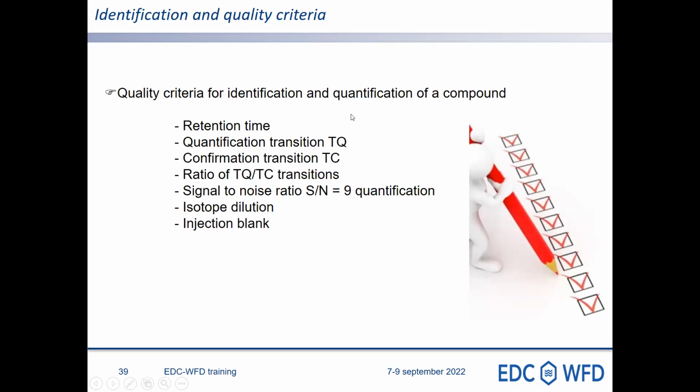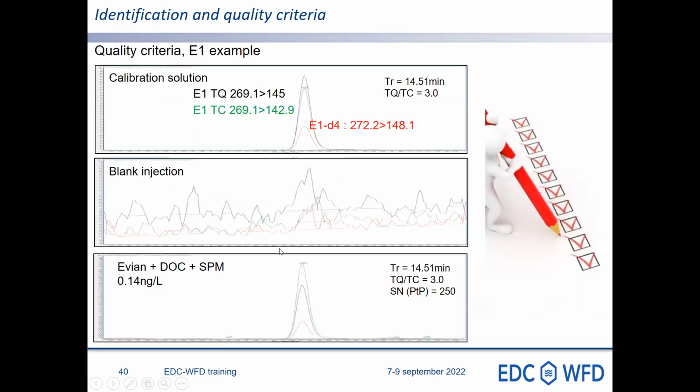Importance of quality criteria for identification and quantification of the compounds: retention time, quantification transition, confirmation transition, the ratio of both of them, the importance of keeping signal-to-noise ratios that are, I would say, realistic, so at least a signal-to-noise of 9, the importance of isotope dilution, and the importance of injection blanks in the series.